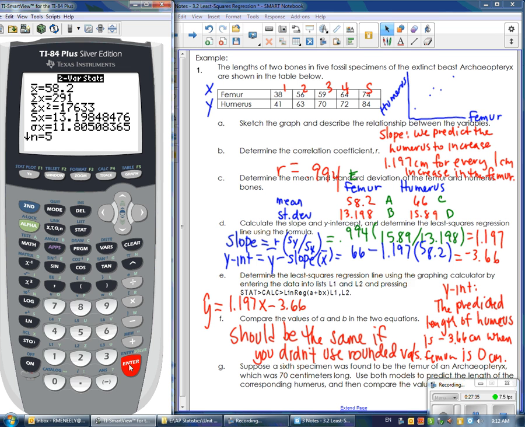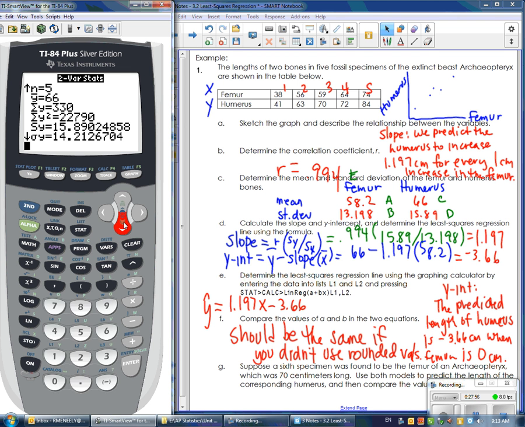That's 58.2. And remember, we want to choose S sub x as our standard deviation, which is 13.198. Notice if you scroll down, it gives you the same thing for your y variable. So it'll tell you the mean of y is 66, and the standard deviation, again, we want to use S sub y, is 15.89. So that would be a very fast way of calculating your summary statistics.